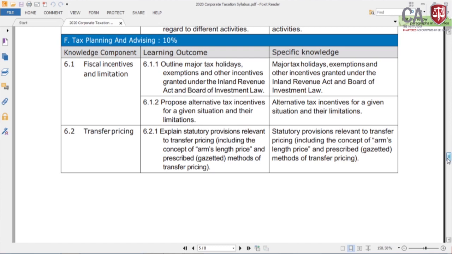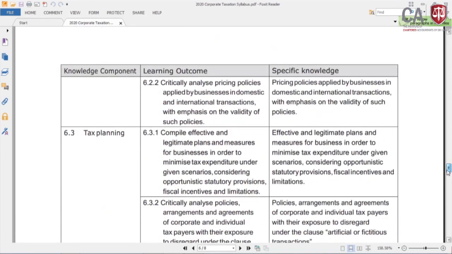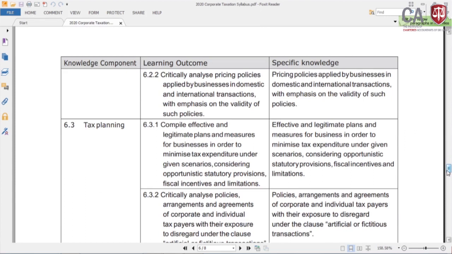And transfer pricing, really important. Wherever in your paper this can be testable. Explain statutory provisions relevant to transfer pricing. See, the particular gazette notification describes the concept of transfer pricing and arm's length pricing. That gazette notification is really important for you to know what the pricing methodologies are, in what situations we should submit the transfer pricing disclosure form, and all the transfer pricing guidance, and at what time we are going to submit. All these things are really important. Next part of it: critically analyze pricing policies applied by a business in domestic and international transactions, which is talking about section 76 and section 77 of the Inland Revenue Act.